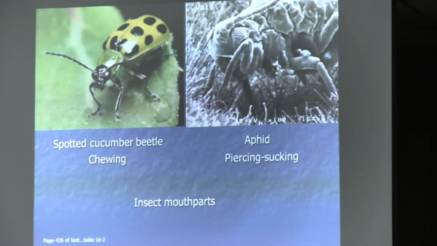So the next thing I want to talk about, when we think about insects and we look at feeding damage, the type of mouth part that the insect has kind of dictates what the feeding damage looks like. And so often that's how we kind of decipher it.